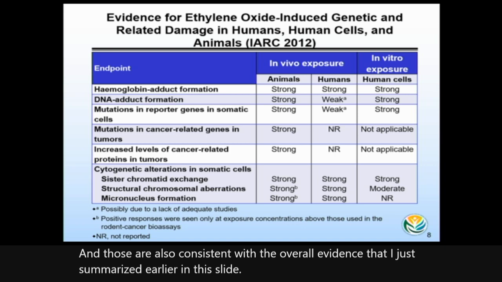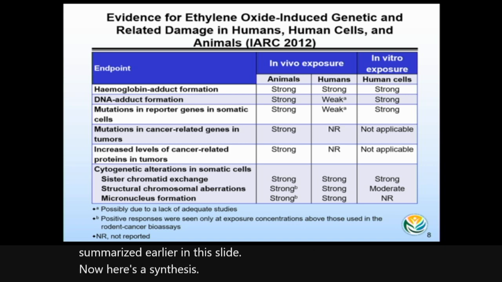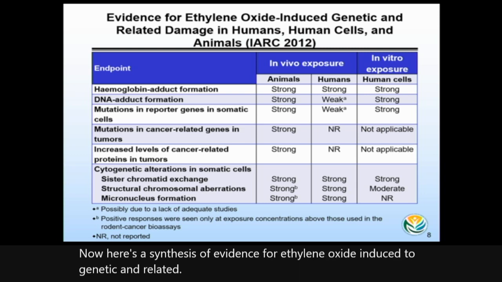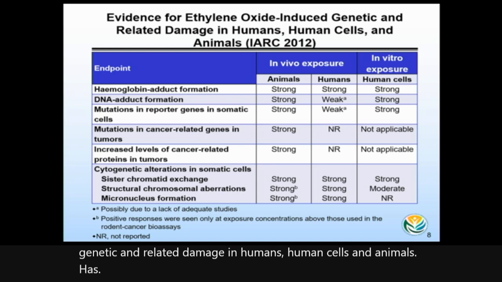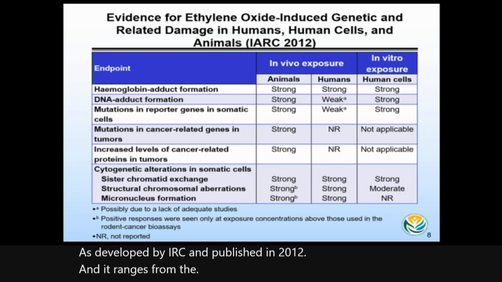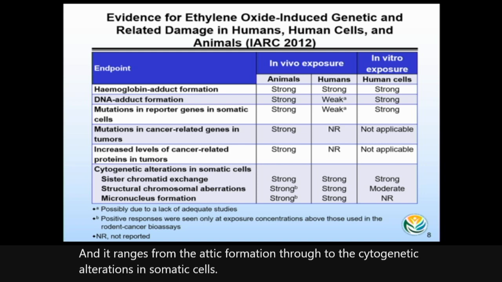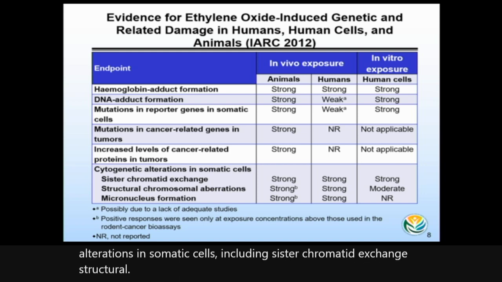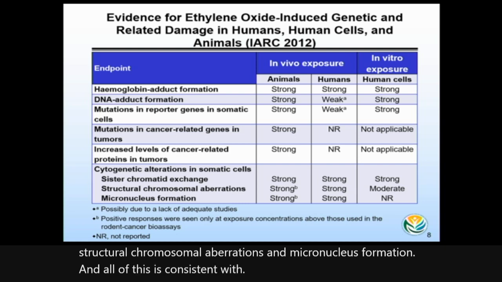So here's a synthesis of evidence for ethylene oxide-induced genetic and related damage in humans, human cells, and animals, as developed by IARC and published in 2012. It ranges from the adduct formation through to the cytogenetic alterations in somatic cells, including sister chromatid exchange, structural chromosomal aberrations, and micronucleus formation. And all of this is consistent with ethylene oxide being a known alkylating agent and direct-acting mutagen.